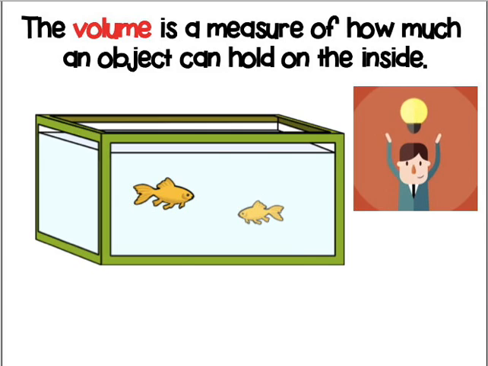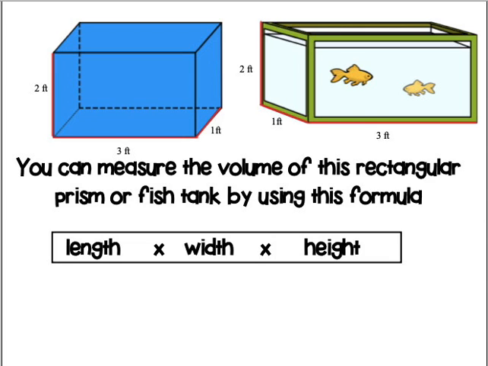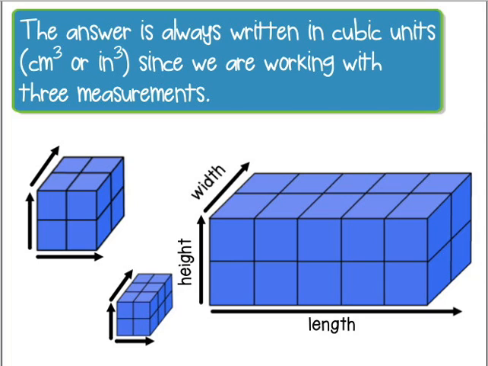on the inside. So you can measure the volume of a rectangular prism, or the fish tank up there, by multiplying the length times the width times the height. So to find a volume, we multiply the three main measurements of the shape.